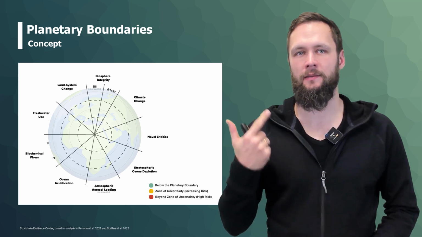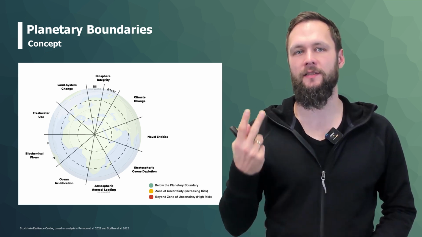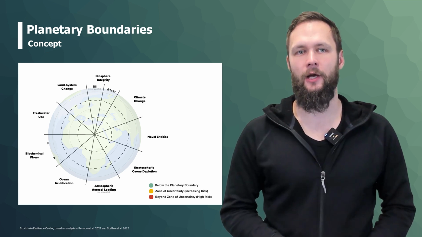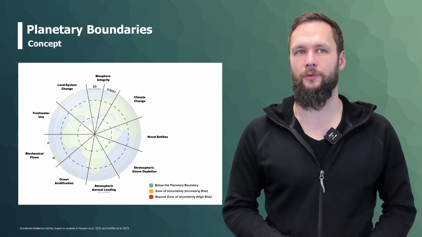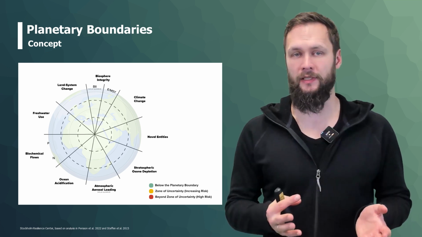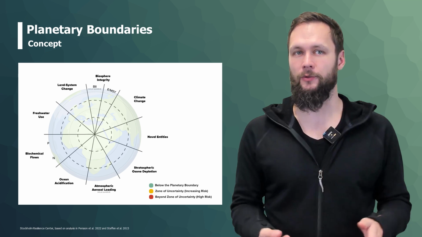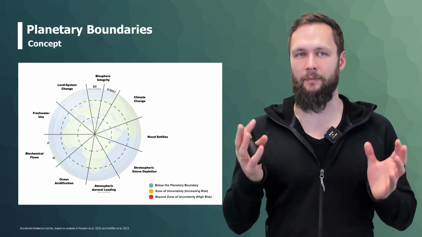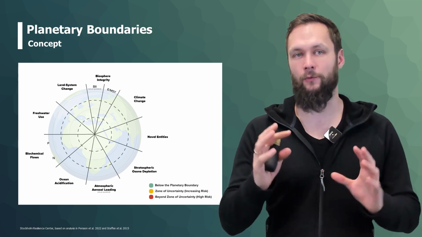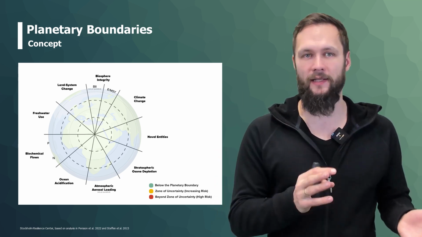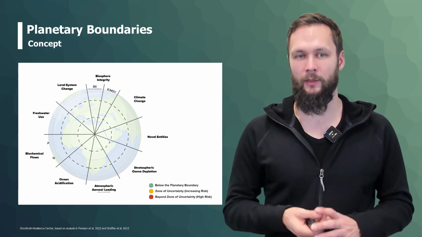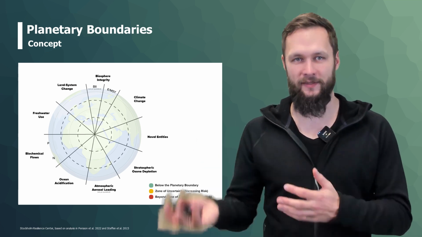Biosphere integrity, climate change, novel entities, stratospheric ozone depletion, atmospheric aerosol loading, ocean acidification, biochemical flows, freshwater use, and land system change. And similar to the sustainable development goals, you have to keep all of these indicators in balance or in check and achieve a sustainable level for all of them. If only one of them fails, it still is a huge problem for us, and we might get into trouble with respect to sustaining our existence.